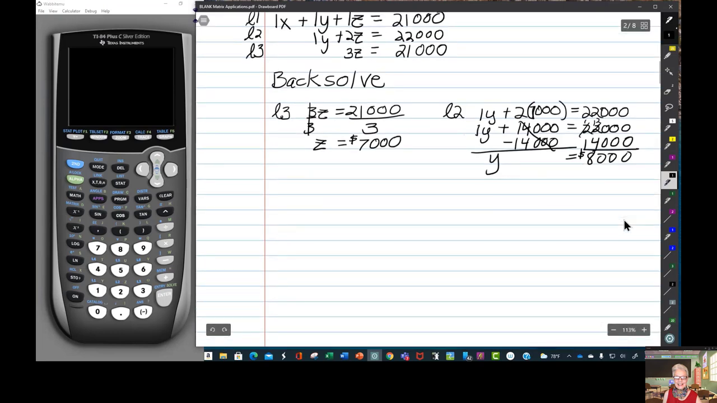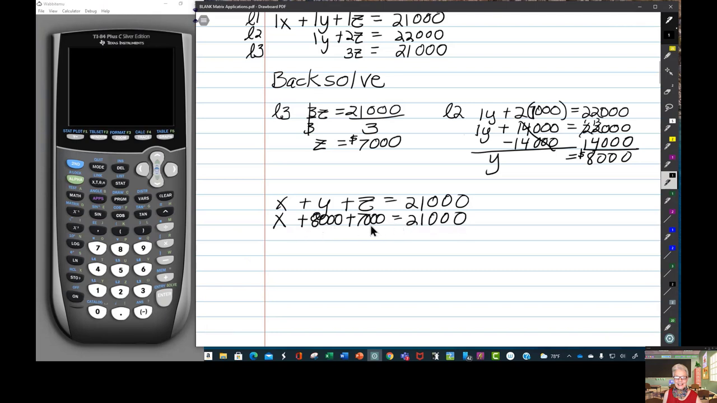And now, we go up here to x plus y plus z equals $21,000. So, we don't know what x is, but we do know that y is $8,000, plus z, which is $7,000, equals 21,000. 8,000 plus 7,000 is 15,000. So x plus 15,000 equals 21,000.